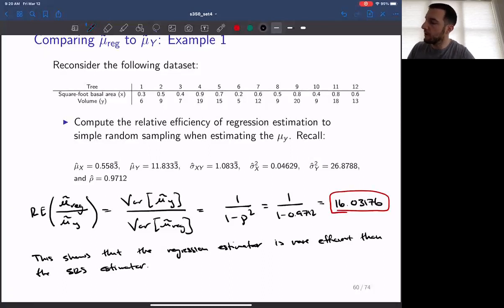And what we can also see is this value of rho here, this is very high. So that implies that there is a strong correlation between, in this case, the square foot basal area and the volume of the trees that we are measuring. So it's not surprising to see that ratio estimation and regression estimation are providing estimates that have a smaller variance than the traditional simple random sample estimator.